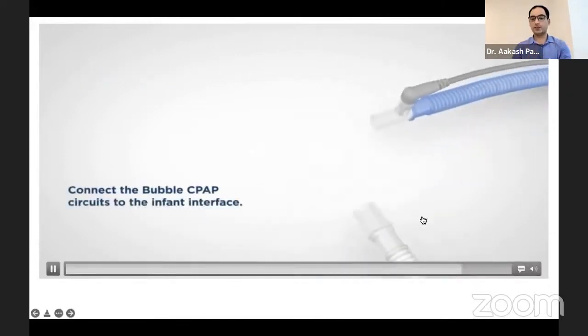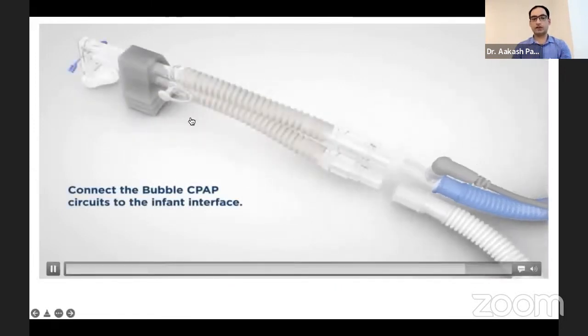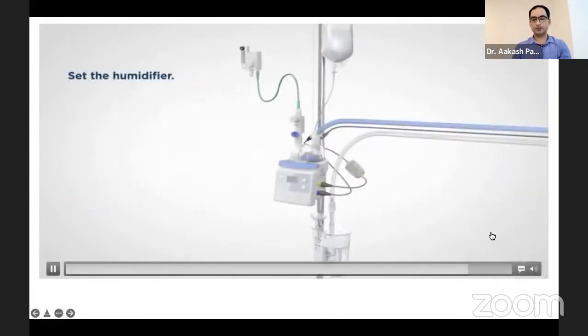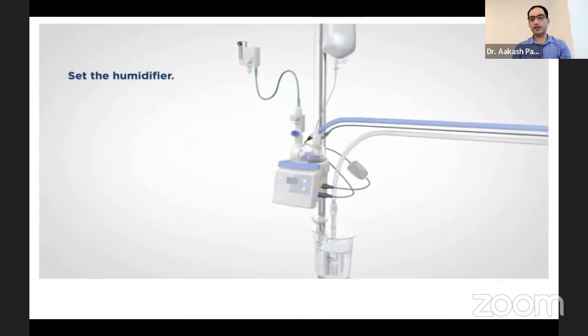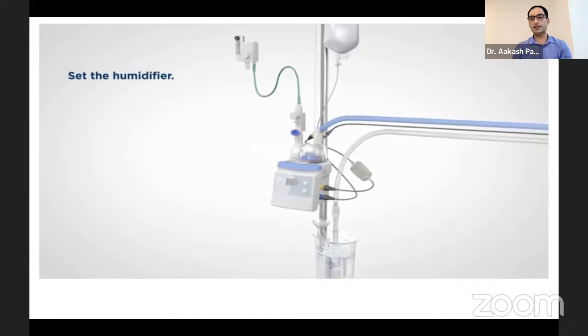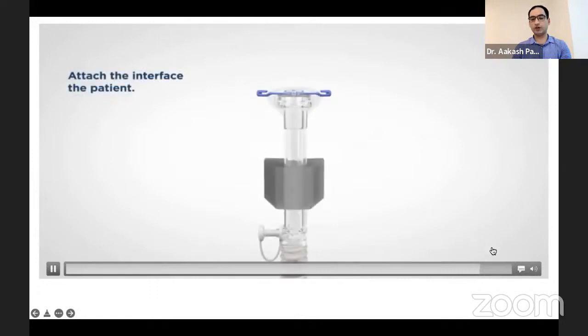And then the inspiratory and expiratory limbs are connected to the interface. Here we are using a mask along with the bonnet. After completing the circuit and the bubble test, we then set the humidifier at a temperature of 37 degrees Celsius, and it gives a relative humidity of 100%.